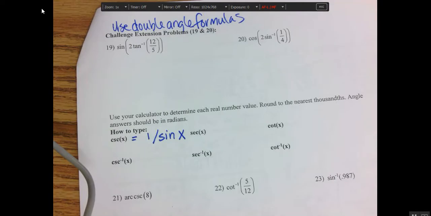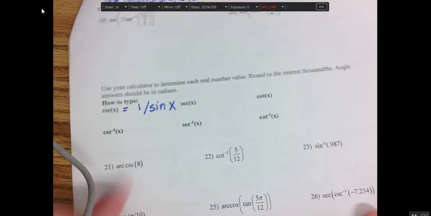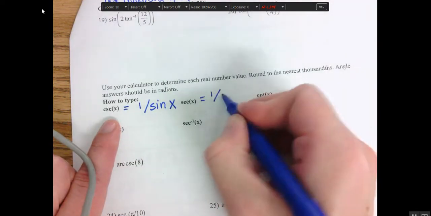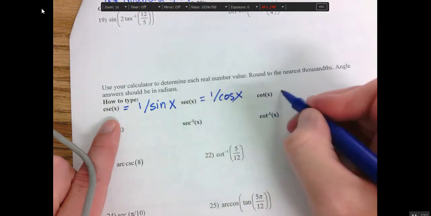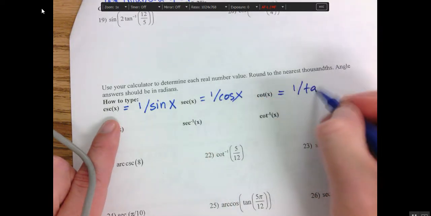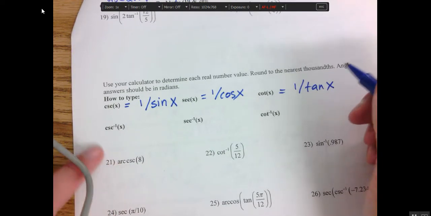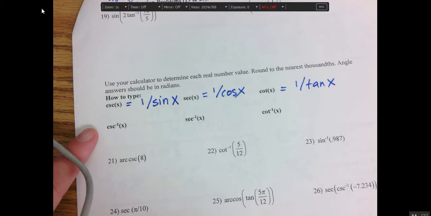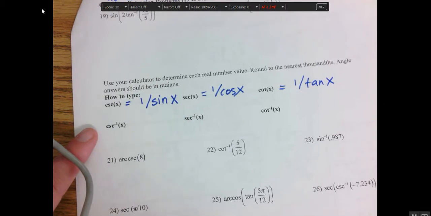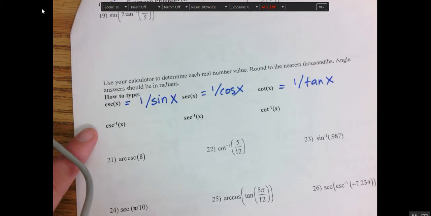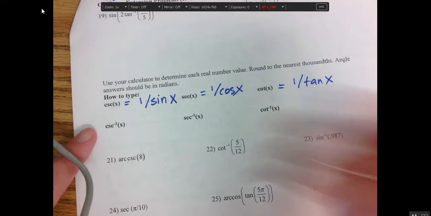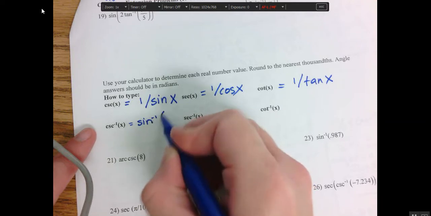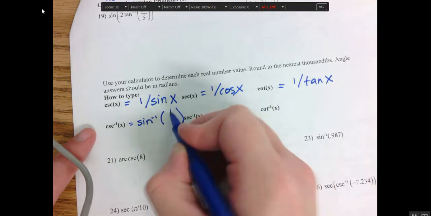All right, so you already know reciprocal functions. If you want to type cosecant, you do 1 over sine. If you want to type secant, you do 1 over cosine. And if you want to type cotangent, you do 1 over tangent. However, it does not make sense to do 1 over inverse sine for inverse cosecant because you would be taking the reciprocal of an angle. That doesn't make any sense to do the reciprocal of your angle. So what you do instead is you do inverse sine and you take the reciprocal of the input.